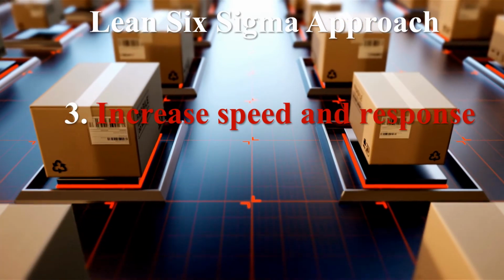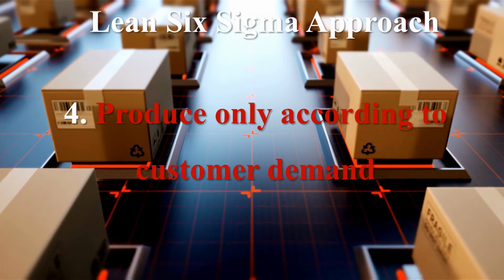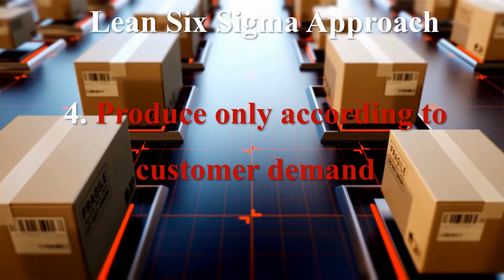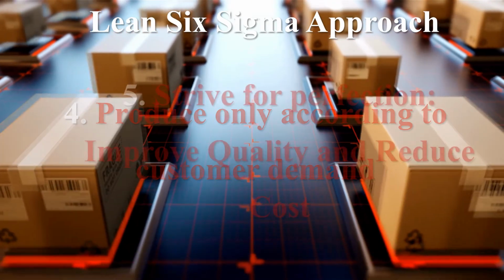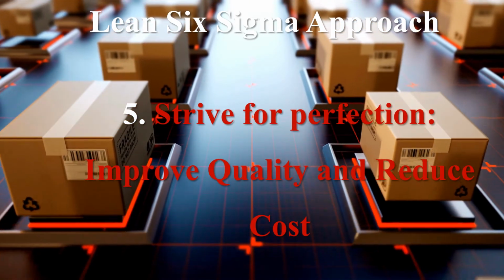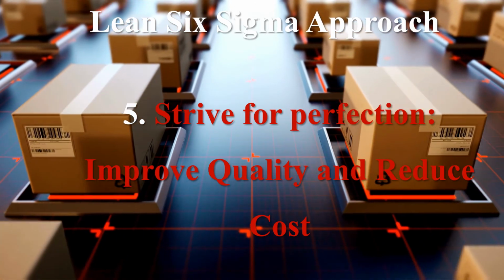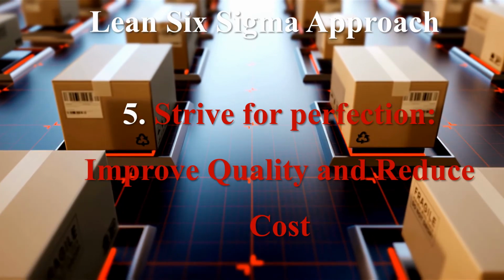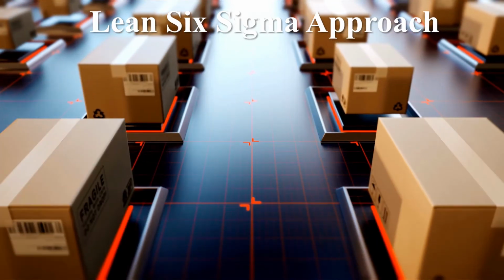We would increase the speed and the response, and then we would produce only according to customer demand to avoid overproduction. And then we would strive for perfection. How? By improving quality, by minimizing deteriorated products, and by reducing cost.